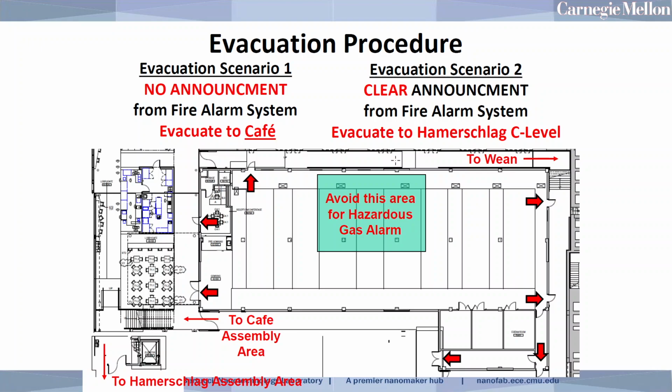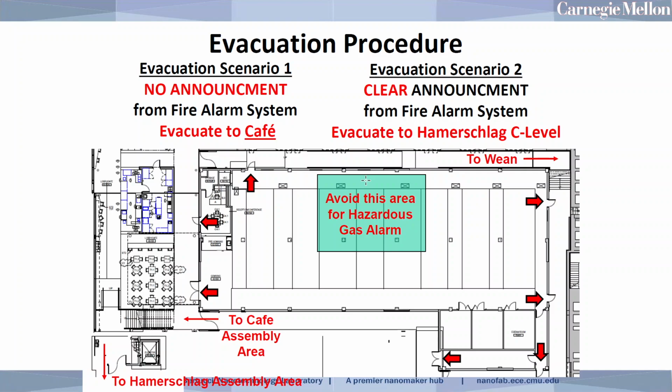The key is, if there is a hazardous gas alarm, or even if you suspect a hazardous gas detection, you want to avoid this area here, because in the chase, this is where we have a lot of those nasty chemicals that we are monitoring the air for. They might have a gas bottle there or plumbing that runs through that area. So that would be a good area to avoid.